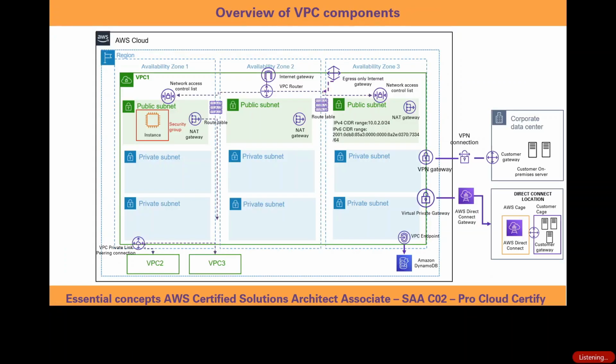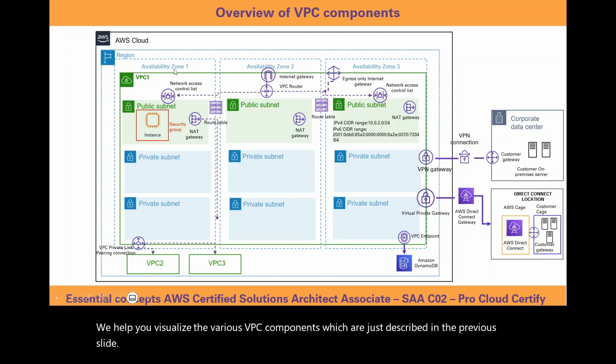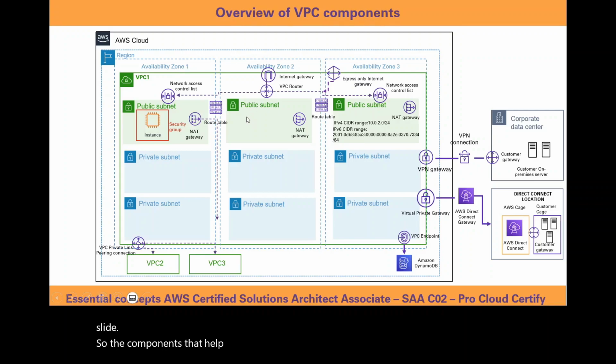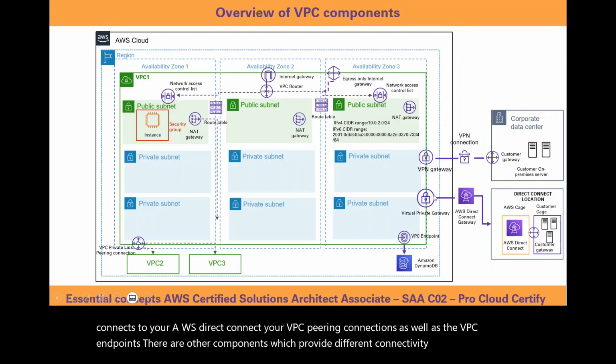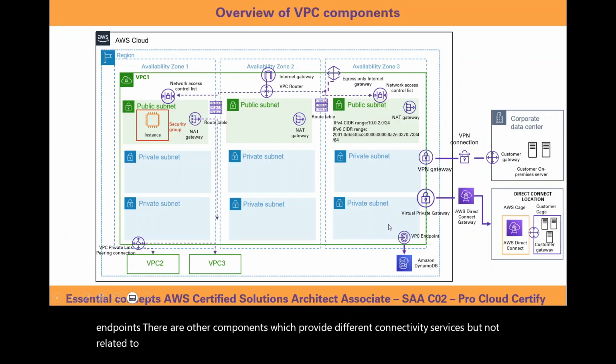We help you visualize the various VPC components which were just described in the previous slide. So the components that help your virtual private cloud resources to connect to the internet are the Internet Gateway, a NAT Gateway which resides only within a public subnet, and an Egress only Internet Gateway. Other components of your VPC such as your VPN gateway, your virtual private gateway that connects to your AWS Direct Connect, your VPC peering connections, as well as the VPC endpoints, provide different connectivity services but are not related to connecting to the internet. Now let's go further into each of these individual components.